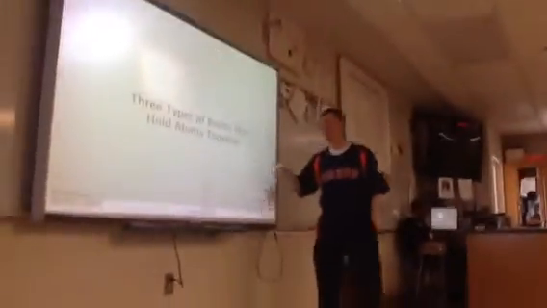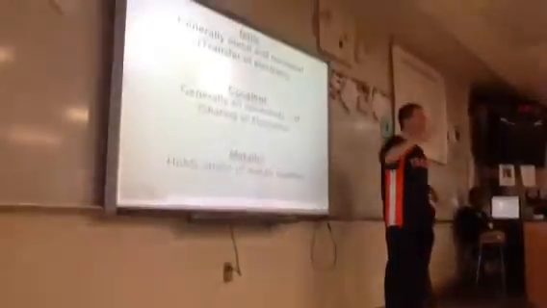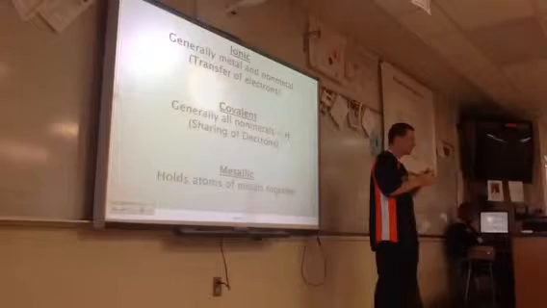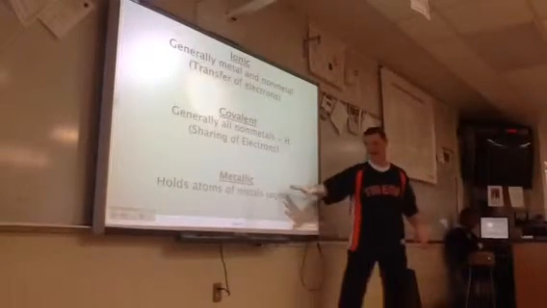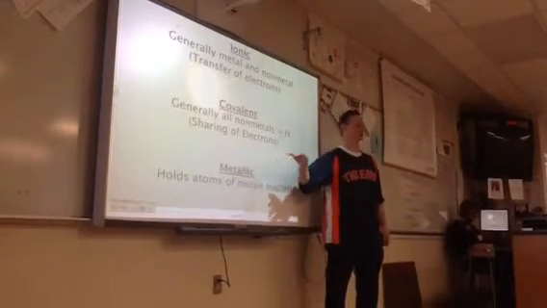Spencer, let's go on to the next one. Ionic bonding, covalent bonding, metallic bonding. These are three different ways that atoms are held together in a compound. Actually, not necessarily in a compound because we got the metallic there.